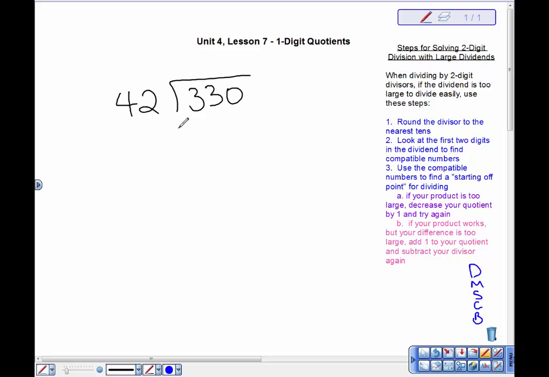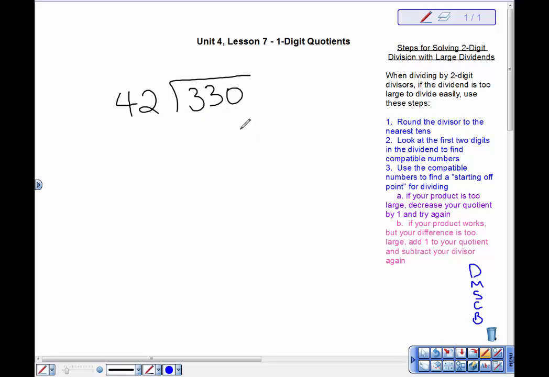So the first thing I want to do, 42 is my divisor. 42 knocks on the door and 33 answers. Now 33 is too small. It's smaller than 42, so I can't divide with that number, so I have to pick up the 0. Well, now I have 330. I'm using the whole number, and 330 is tricky.